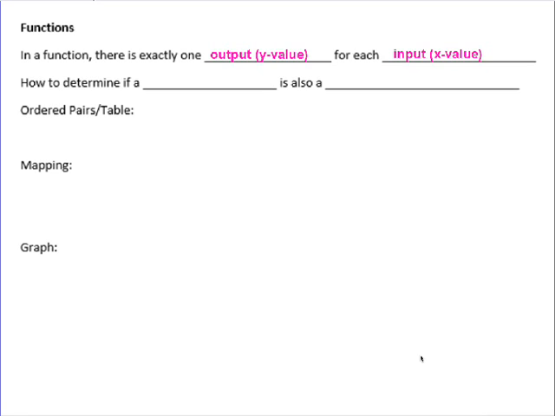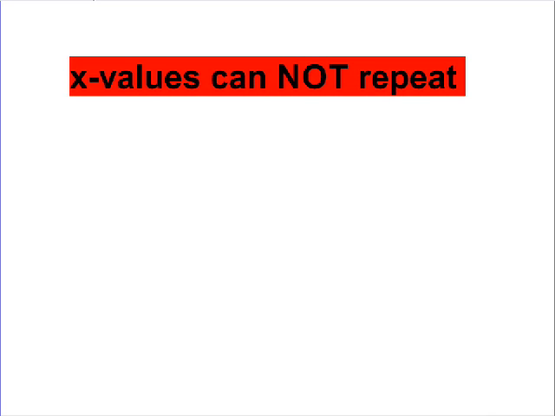Then a function is a special kind of relation. So in a function, there is exactly one output or y value for each input or x value. Alright, another way of saying that is that the x values cannot repeat.